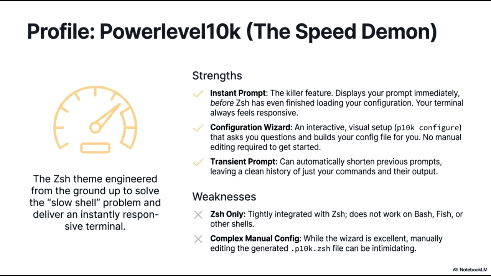Furthermore, the transient prompt feature can automatically shorten previous prompts, leaving you with a clean history of just your commands and their output. On the other hand, there are some weaknesses to keep in mind. PowerLevel 10K is tightly integrated with Z Shell, meaning it does not work on Bash, Fish, or other shells.